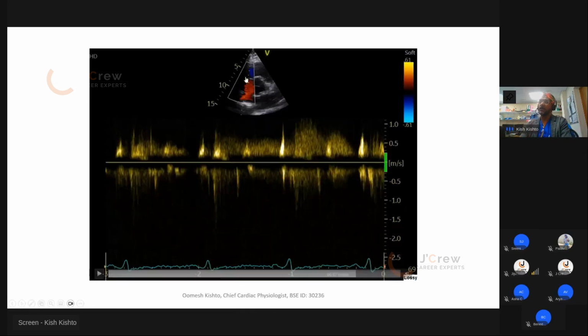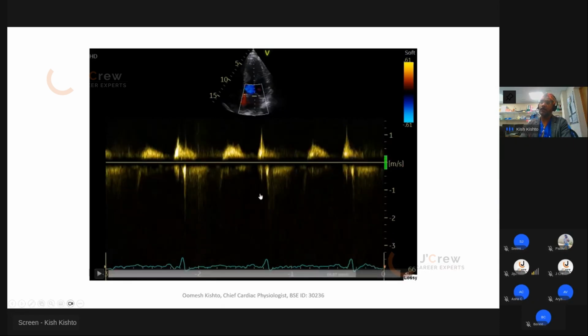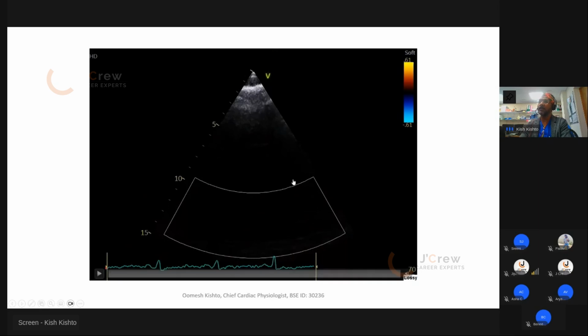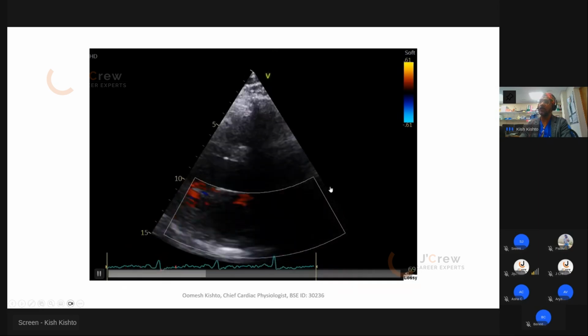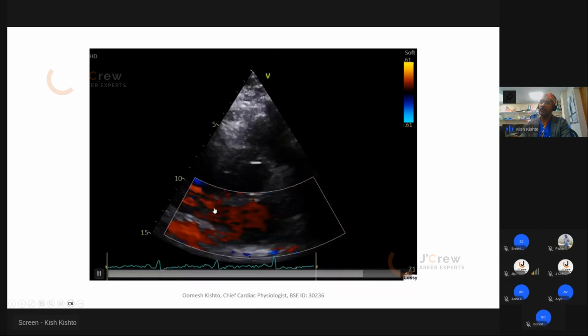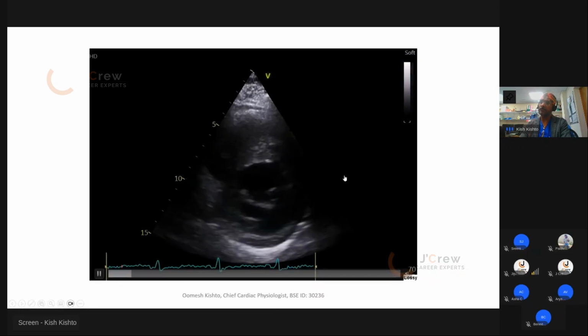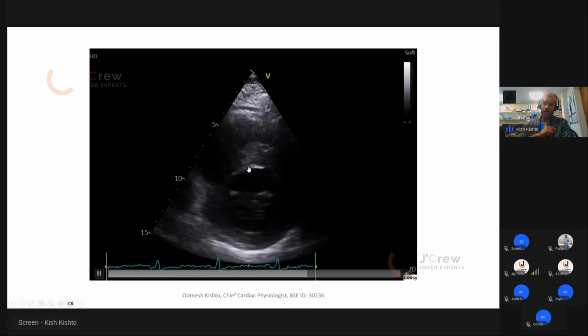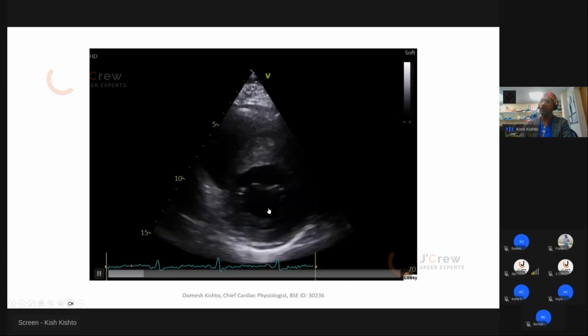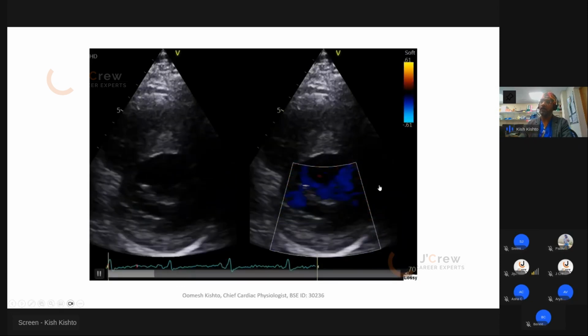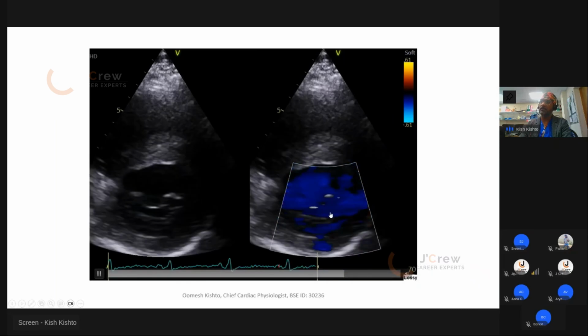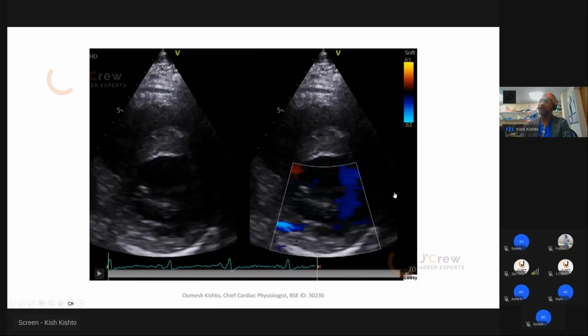So tricuspid color and then CW, and then just have a look. Okay, again, just to look at the interatrial septum there. So now we're going up to our short axis view, mitral level, and then one with the color. So we can see there's a smidge of MR there.